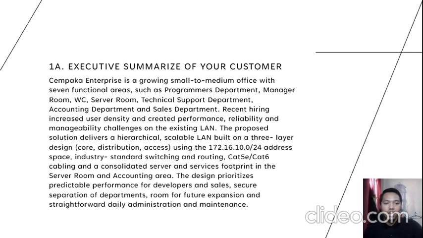So as a network designer from the company Cempaka Enterprise, which is a small to medium office that has 7 functional areas such as programmer department, manager room, WC, server room, technical support department, accounting department, and sales department, we need to build a three-layer design that is from core, distribution, and access layer using the given IP address.